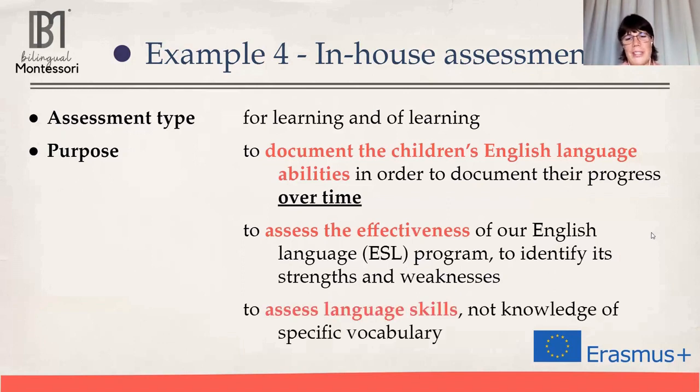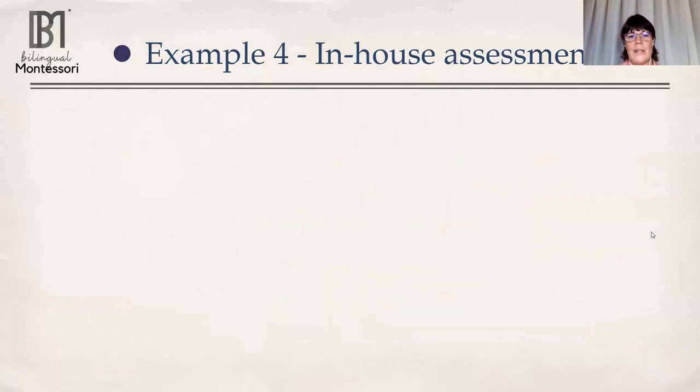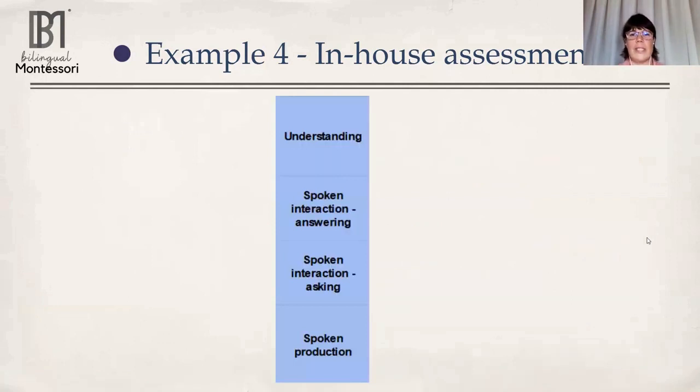I forgot one more point, which is connected with collecting the data: we are not assessing knowledge of specific vocabulary, but we want to assess the language skills. So the language skills we assess with the CASA children are these 4 areas: understanding, spoken interaction, answering, the ability to ask questions, and spoken production.